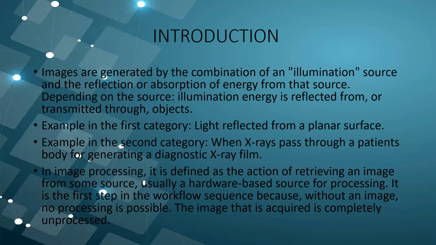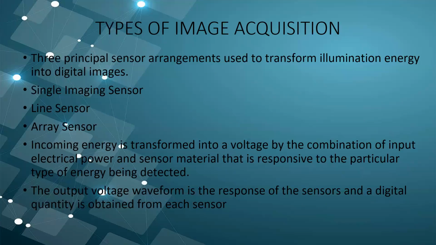In image processing, image acquisition is defined as the action of retrieving an image from some source, usually a hardware-based source, for processing. It is the first step in the workflow sequence because without an image, no processing is possible. The image acquired is completely unprocessed. Types of image acquisition.